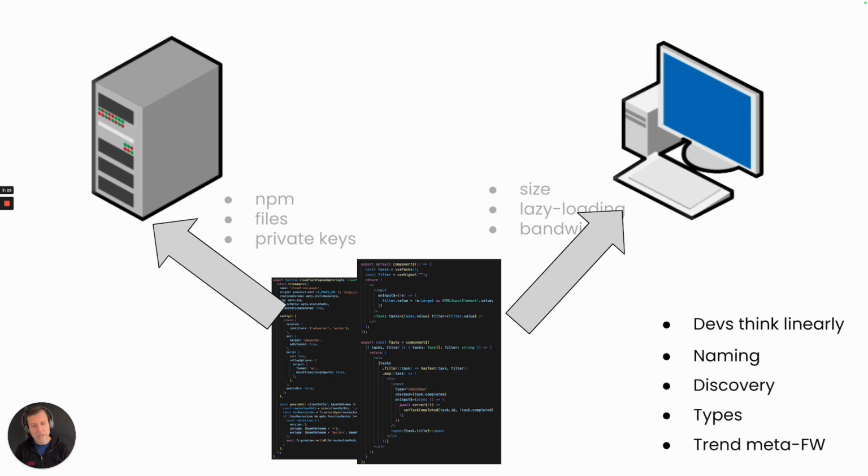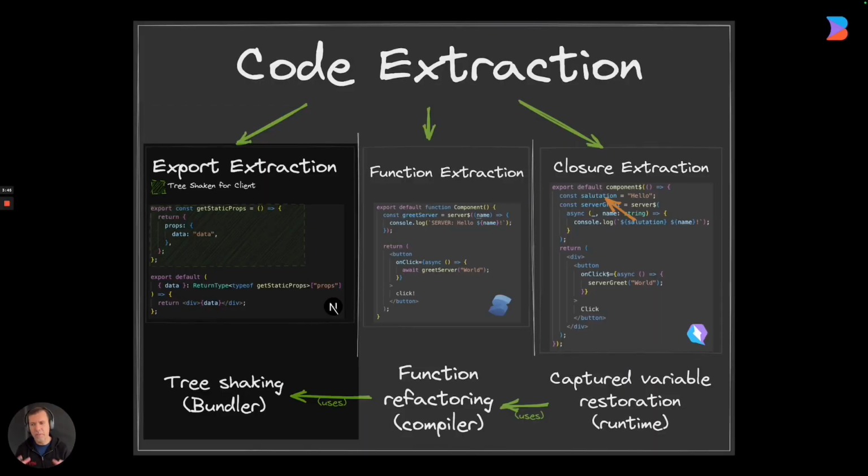And lastly, there's already a trend with existing meta frameworks to do some of this stuff. I'm going to show you the simple stuff that is happening today, and also the next step of the evolution of code collocation, which I think is what the future holds. So I break down code extraction and code collocation into three things. There's the export extraction, which we're going to talk about first. This is what Next.js does today. There is function extraction, which is the next level up, which is something like Solid.js is doing. And finally, there's closure extraction, which is the advanced mode of doing this. And this is something that Qwik does.